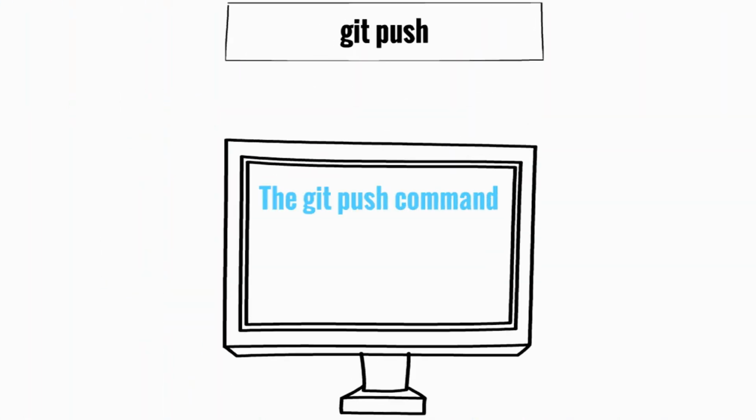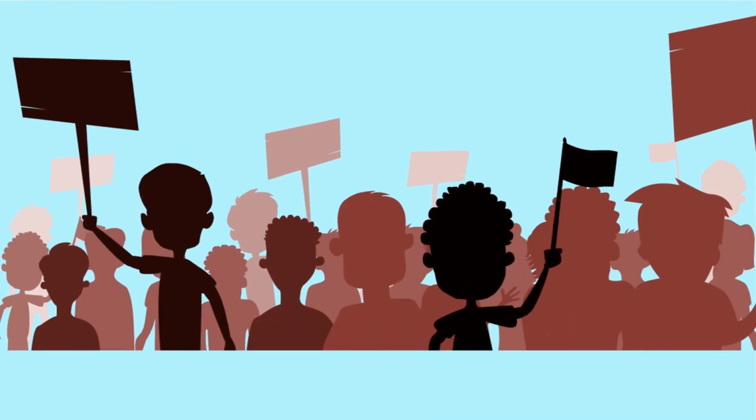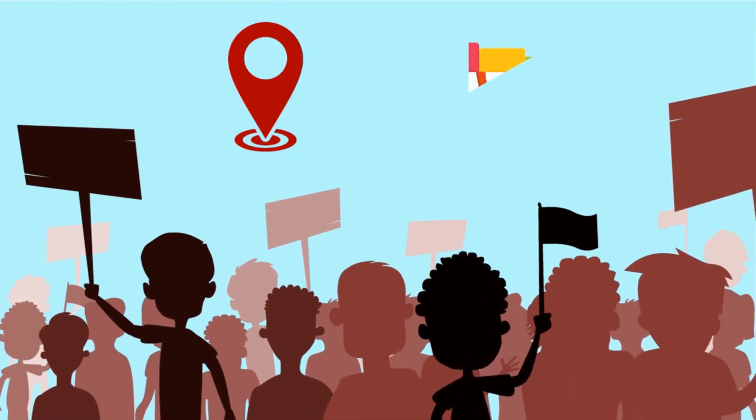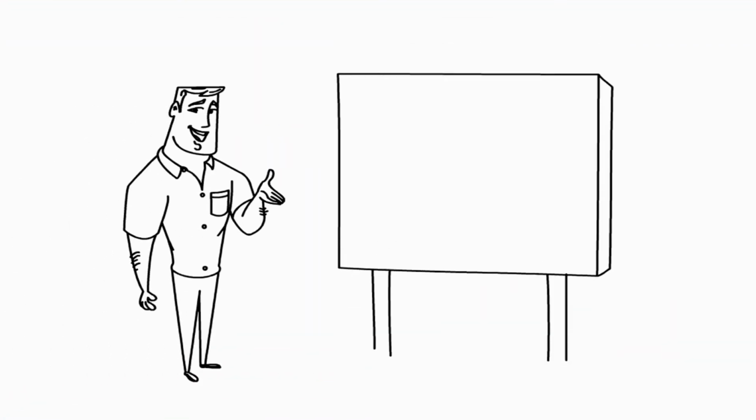Number 15. Git push. The git push command is used to push changes to remote repositories. This allows your local work to be part of the community and shared with others as part of the permanent project record. With these 15 commands, you are ready to get started using Git now.